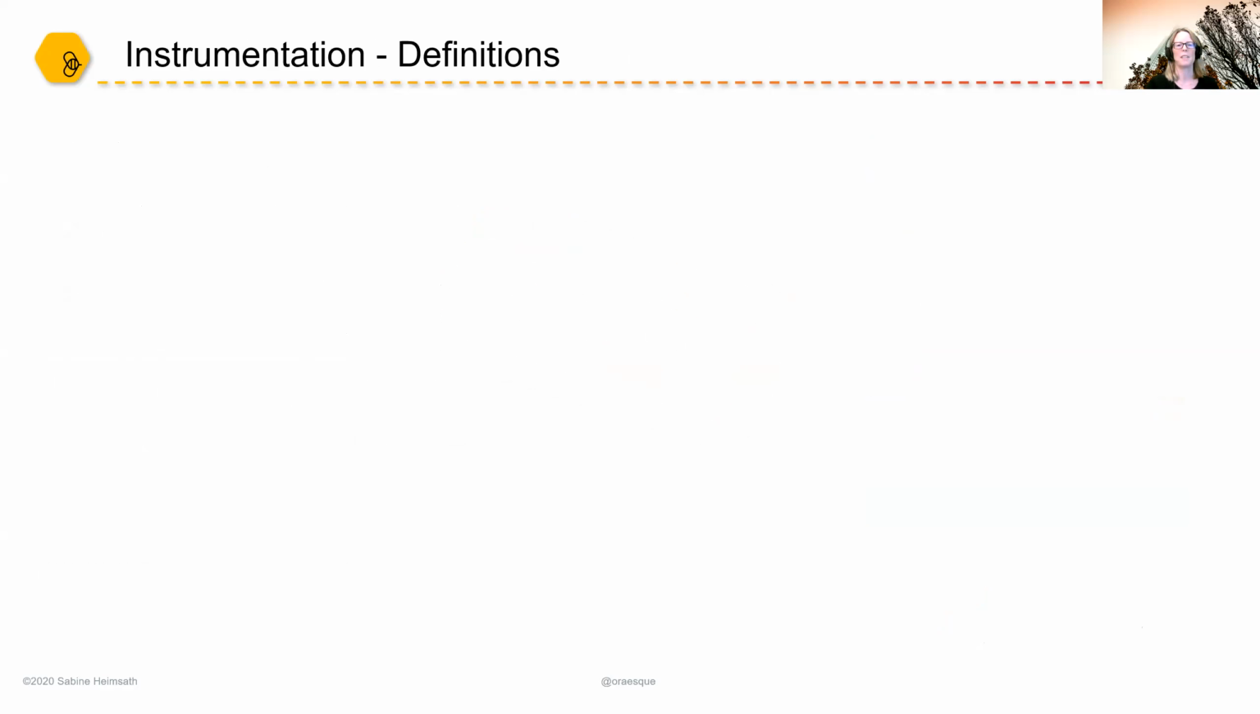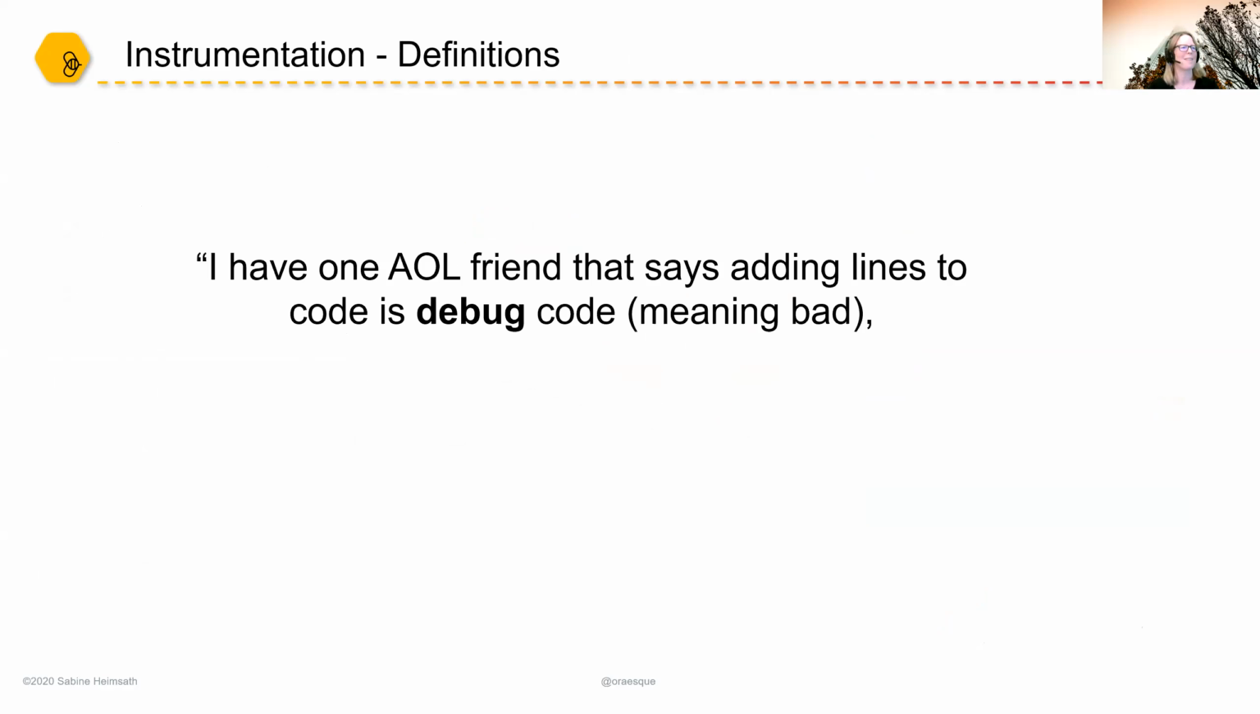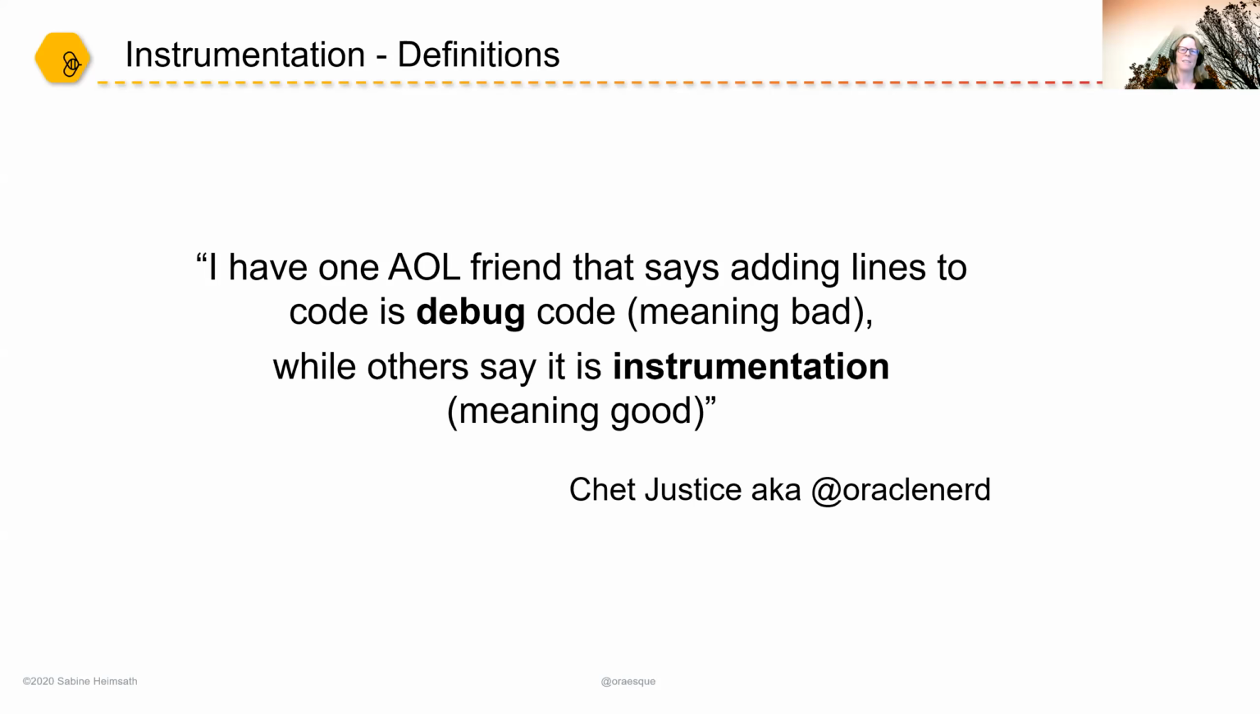Right, instrumentation. What is it? There was a nice quote I found on the internet. Someone said, I have an AOL friend, do you remember that, that says adding lines to code is debug code, and that's bad, unless you call it instrumentation. In that case, it's good. Quote by Chet Justice, some people might know him.